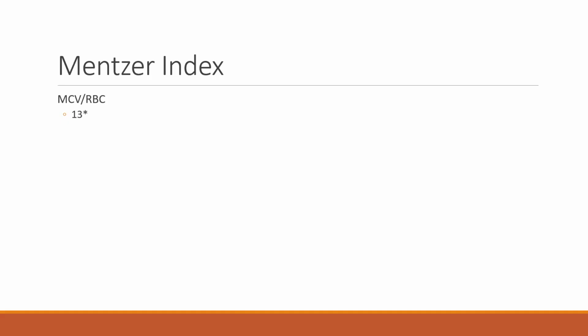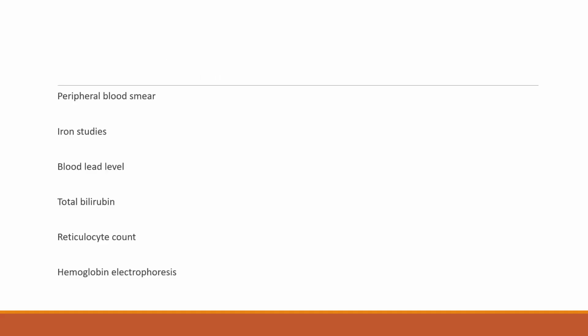And so a low Mentzer index is more consistent with thalassemia, and typically 13 is about the cutoff. A higher one is going to be more consistent with iron deficiency. Again, this is not 100% confirmatory, and you can have overlap where you have both together. That's also going to be important in your questioning, because you do want to know other things. Could there be a concomitant other problem? And that's where you get to your additional testing to make sure you're ruling out other problems.